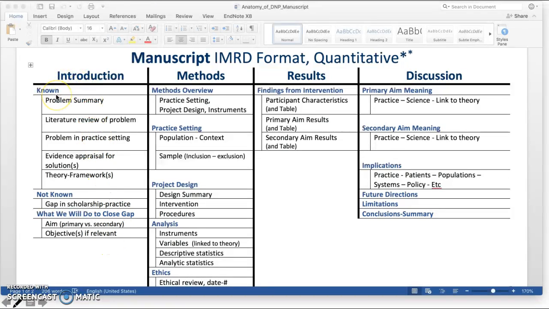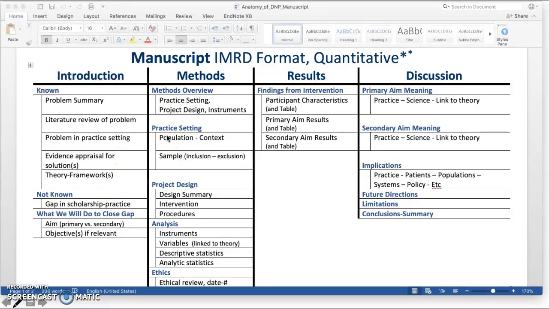So that would then be the outline of your introduction section. Then you explain your methods. And generally, you start with an overview of your methods. You talk in very broad terms about the practice setting, how the project is designed, and any key instruments. It's a very brief 360-degree view of the methods that you're using to close the gap that you've identified.